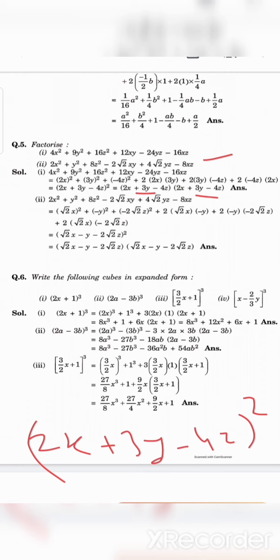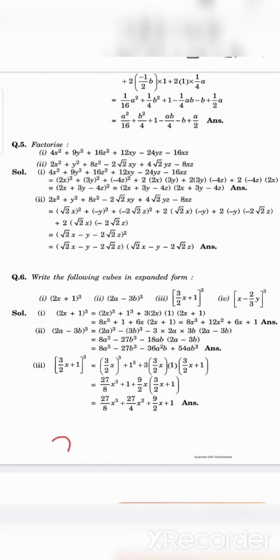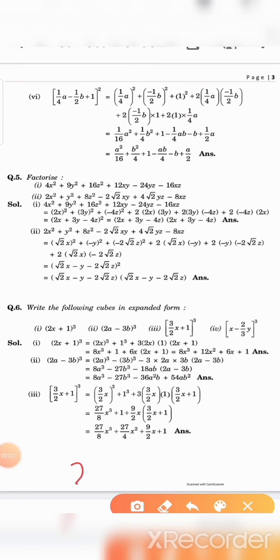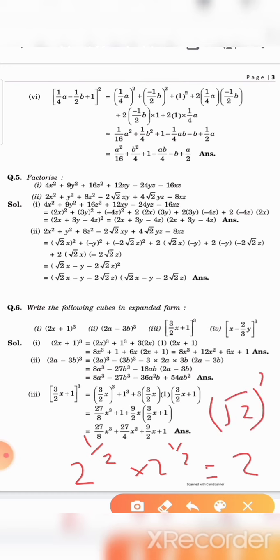So here we write 2x square. Here we want the whole square, so 2 is not the whole square of any number, so we write root 2 whole square. How? We multiply root 2 into root 2. Root 2 means 2 raised to 1 upon 2 and 2 raised to 1 upon 2, and when we multiply, the powers are added. So 2 raised to half and 2 raised to half, adding the powers we get half plus half, which is 1, so it is 2. So we write 2 as root 2 whole square.